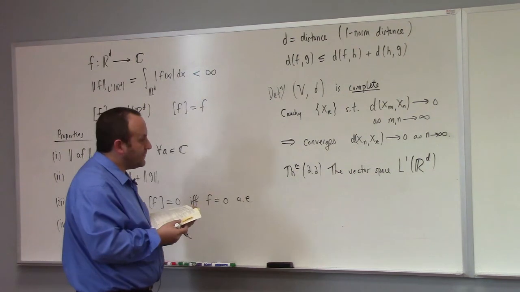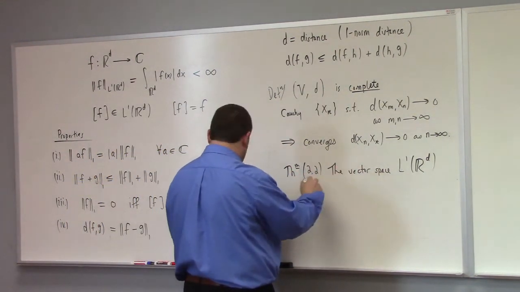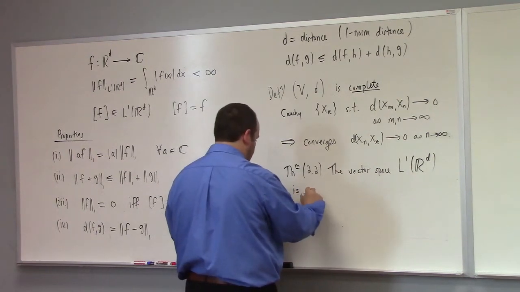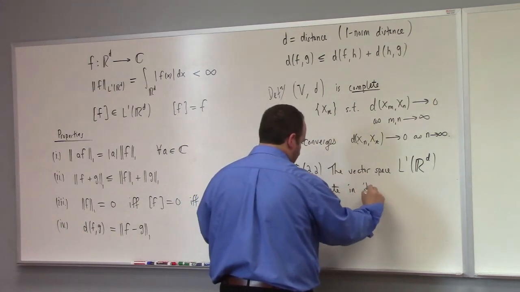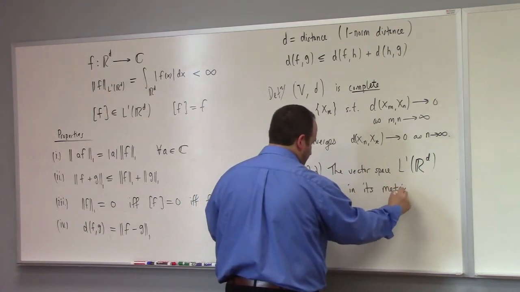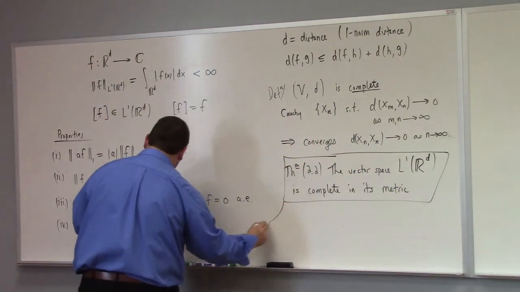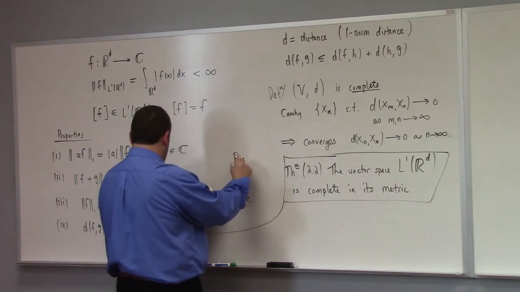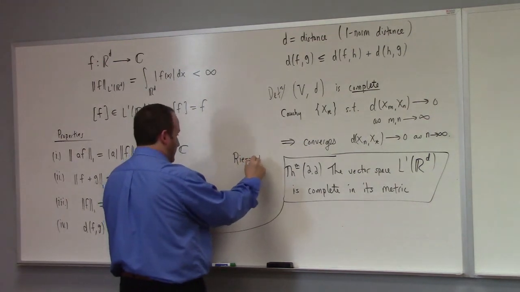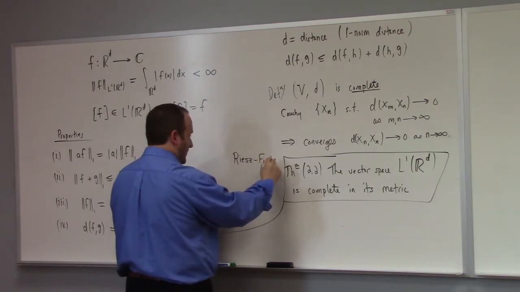Sorry. The vector space L1 R^d is complete in its metric. In other words, the metric that was given over here. And again, this is the Riesz-Fischer theorem. Can't spell. F-I-S-C-H-E-R.